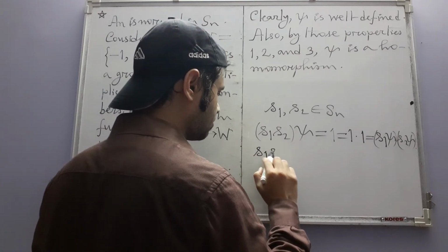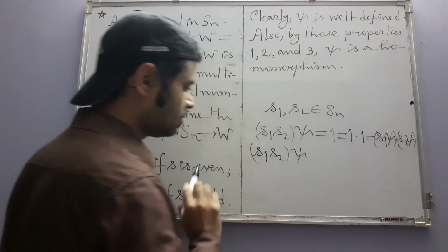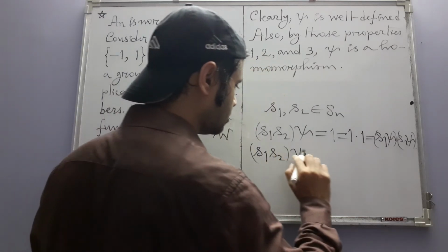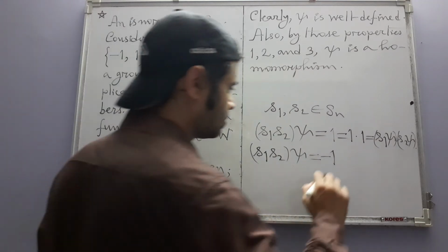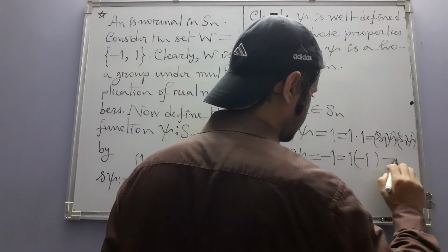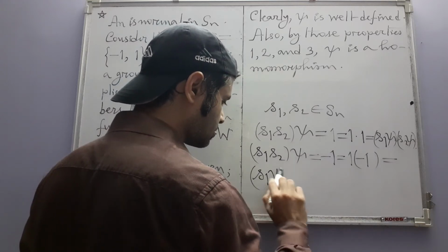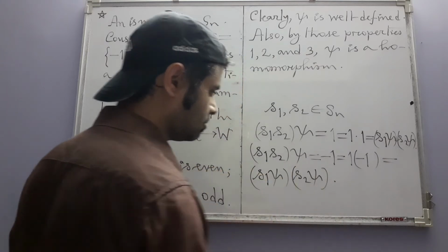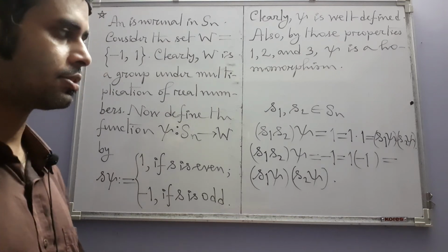What happens when S1 is say even and S2 is odd? Then their product is odd by property 2. So S1 S2 is odd, so this is minus 1 by this definition. But minus 1 is 1 times minus 1, and in place of 1 you can write S1 psi because S1 is even. In place of minus 1 you can write S2 psi because now S2 is odd. And there will be a similar one when S1 is odd and S2 is even.